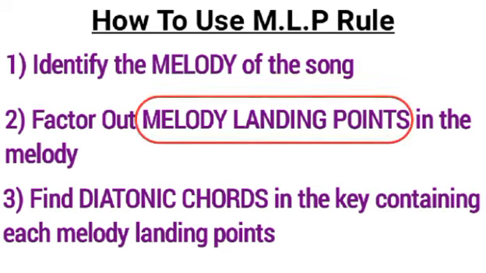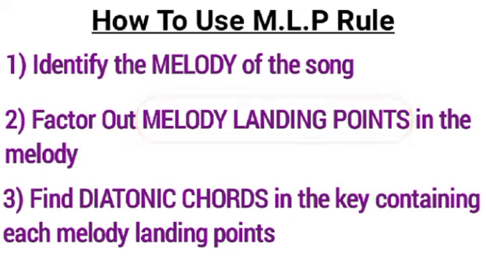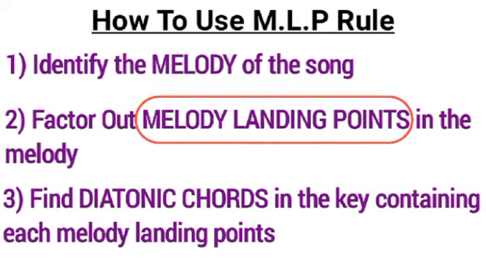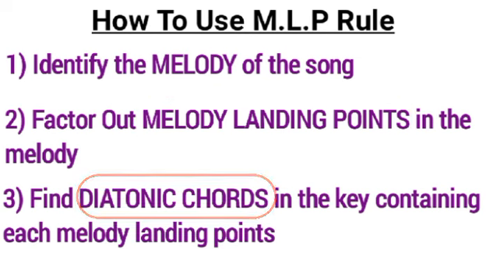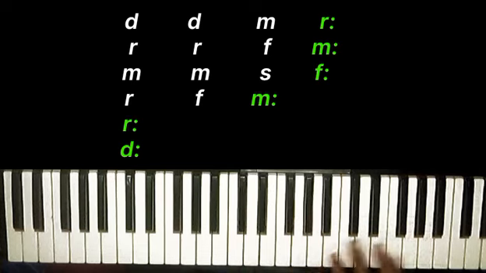Alright, so we've done justice to the second step by factoring out what we call melody landing points in the melody of that particular song. So the third step, which is actually the final step, is now to find which among the 7 diatonic chords in the key of F. So remember, the diatonic chords in the key of F are what?